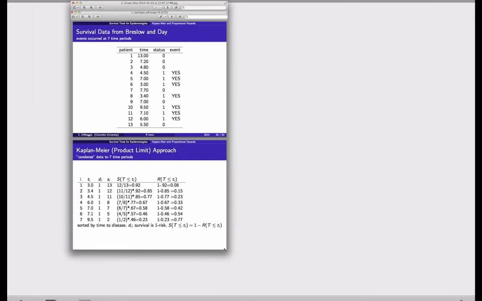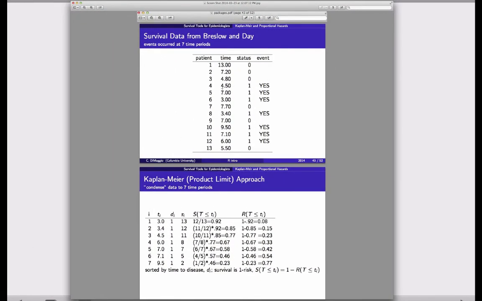But here, for example, let me just show you this little curve there. I'll make it a little bit bigger so you can see it a little bit better. Here, for example, is what you might see for survival data. These are data that come from Breslow and Day. So you have 13 patients, and you have the amount of time that they were followed. Patient 1 was followed over a time period of 13. I don't know if it's years or weeks or months or something like that. Nothing happened to him. Patient 2 was followed for 7.2 years, let's say. Nothing happened. Patient 3 was followed for 4.8 years. Nothing happened. Patient 4 was followed for 4.5 time units, but had an event of some kind, in this case it was death.